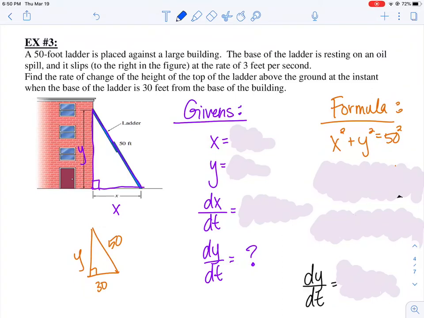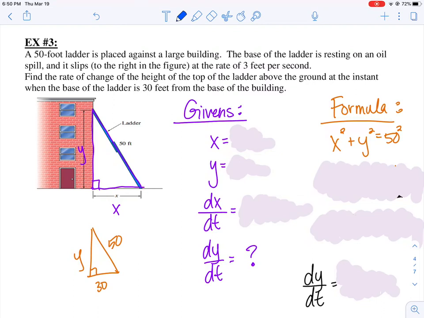Okay, here is example number 3 from section 14.5. It says here that we have a 50-foot ladder. It is placed against a large building. The base of the ladder is resting on an oil spill and it slips to the right of the figure at the rate of 3 feet per second.